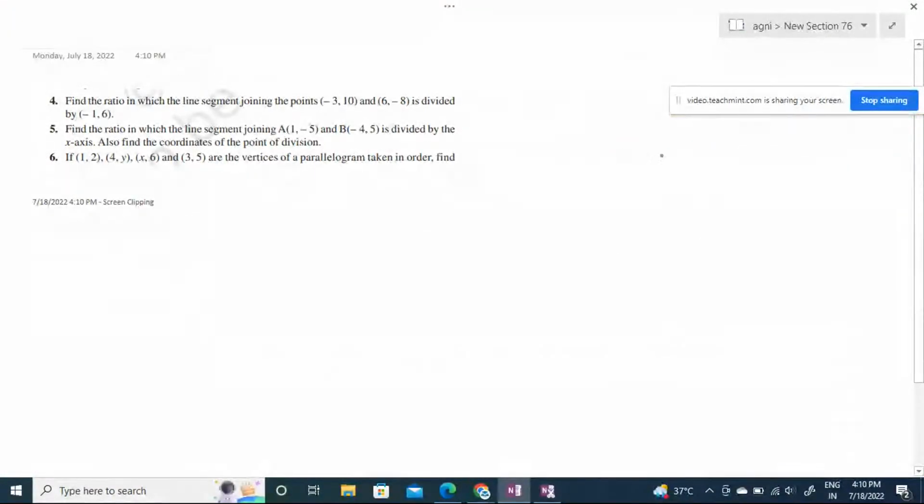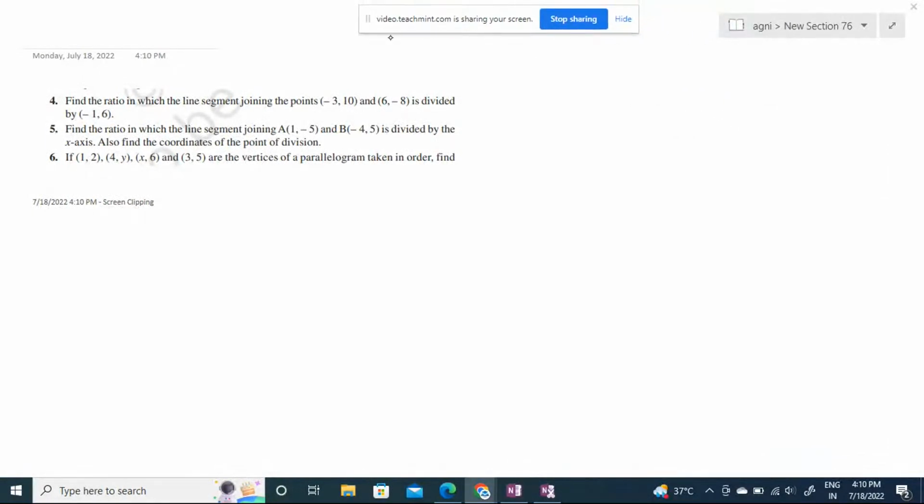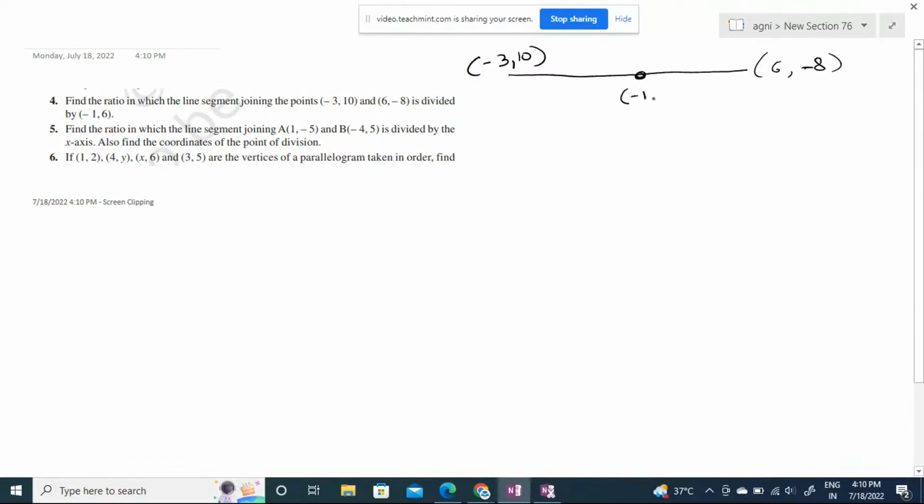Now the question number 4: we have to find the ratio in which the line segment joining these points is divided by this point. That means these are the 2 points, minus 3 and 10, and 6 and minus 8. Now the point is already given to us, minus 1 and 6, and we have to find the ratio. What is m and n? So let it be point P. Let point P divide them in the ratio, let it be k is to 1.